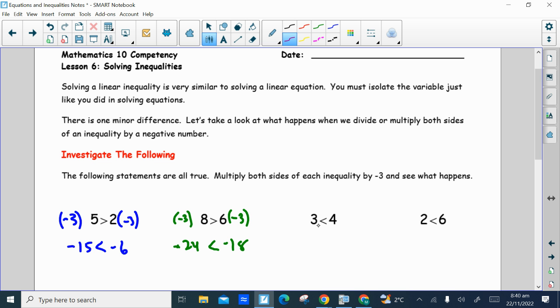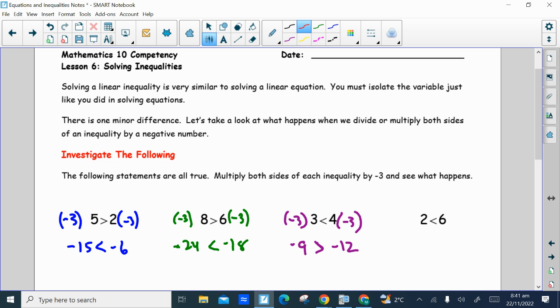The next set of numbers, the number on the right, 4, is greater than the number on the left, 3. If we multiply both sides by -3, -3 times 3 is -9. On the right, 4 times -3 is -12. Now the number on the left is larger than the number on the right. -9 is greater than -12. So again, the inequality reversed.